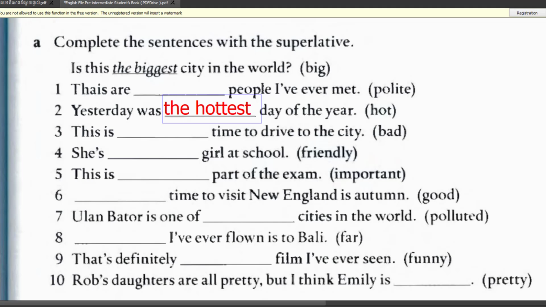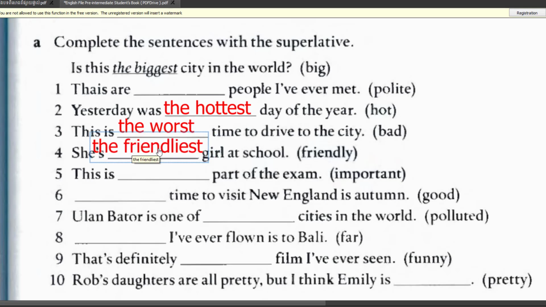Okay, number 3. This is the worst time to visit the city. Okay, the worst. Pronounce the T clearly, it isn't clear, worst. This is the worst. Number 4, she is the friendliest girl at school. Friendliest girl. What about number 5? Who's number 5?